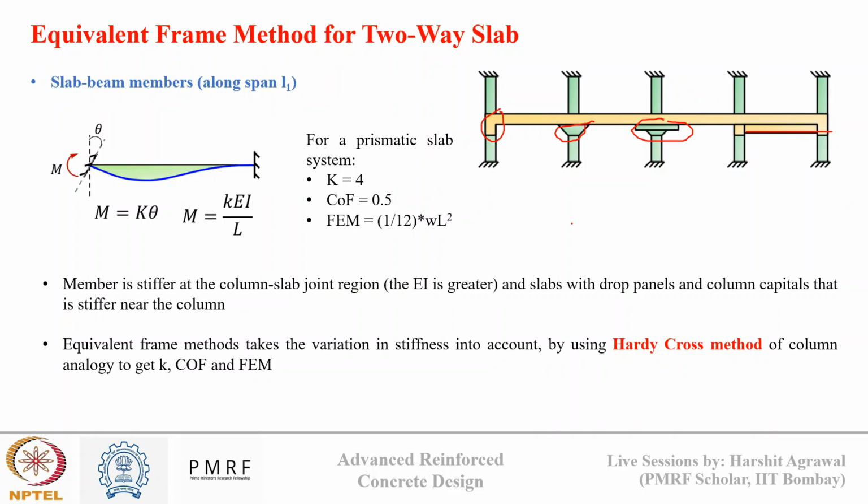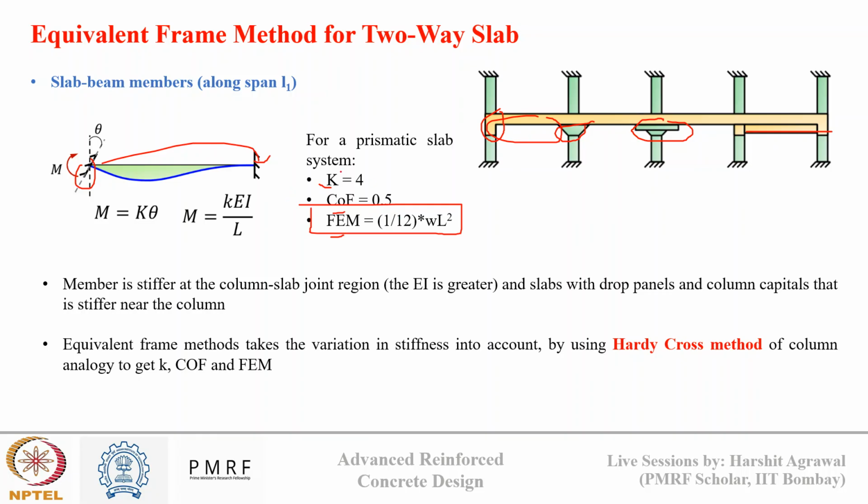So if we have a very simple prismatic beam, we know for unit rotation theta, the moment required is 4EI by L, and 50% of this moment is carried over to the far end, okay. And the free end moment is given by this formula, okay. However, in our case where there are complex slab systems, the values of K, carryover factor and fixed end moment would be greater than all these values.